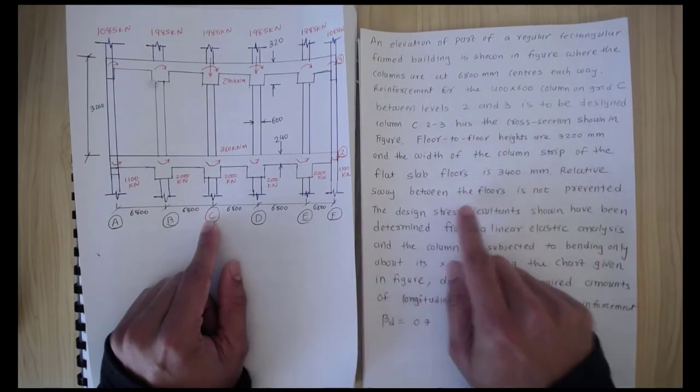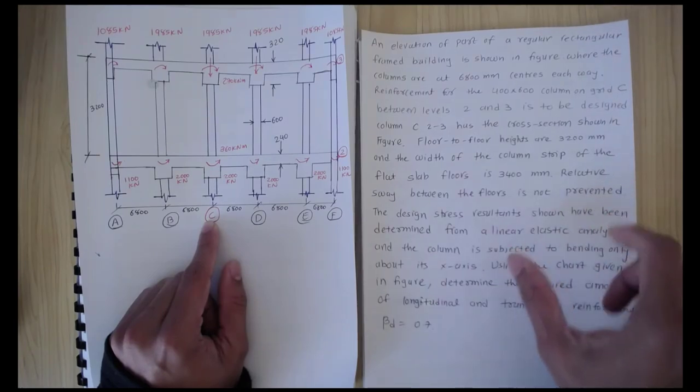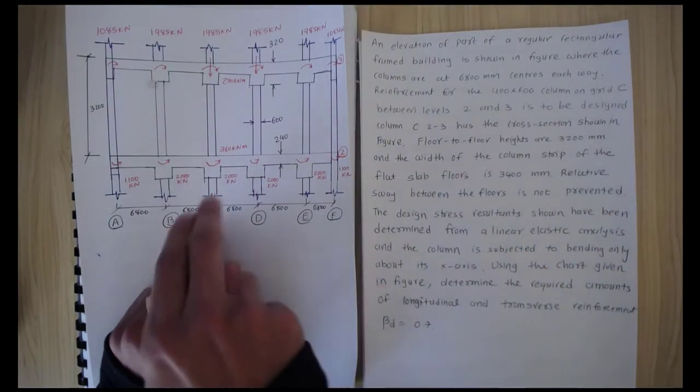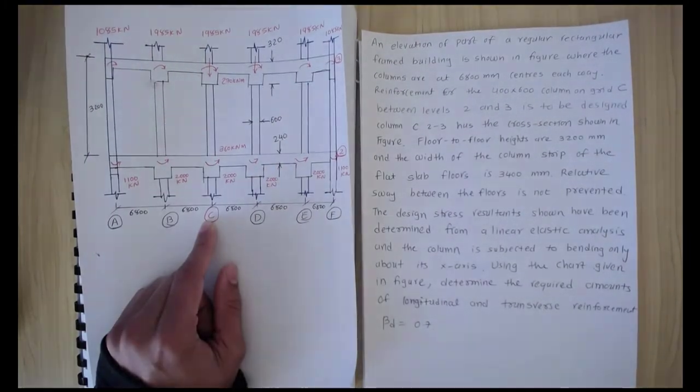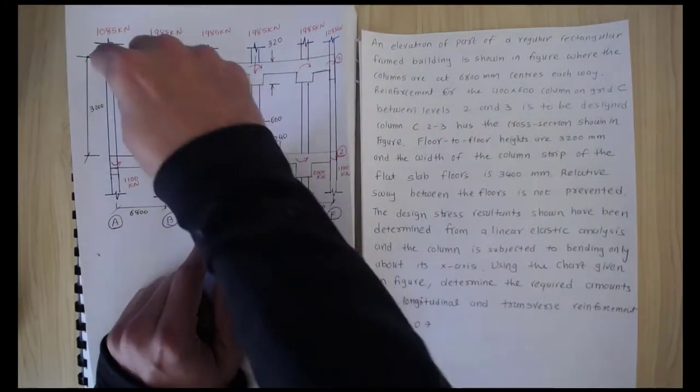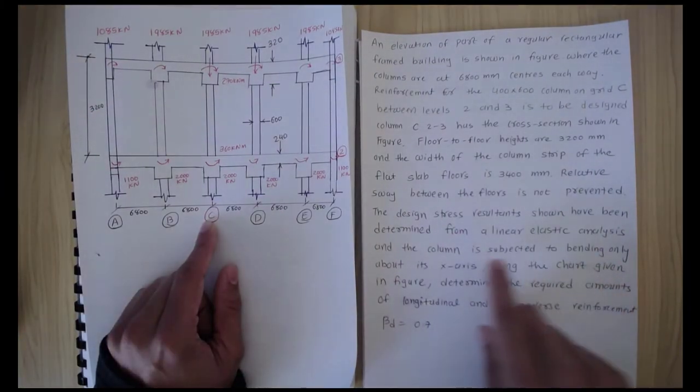Relative sway between the floors is not prevented. So it's an unbraced frame, meaning that under this loading this frame will not have bracing. This joint will have a translation.